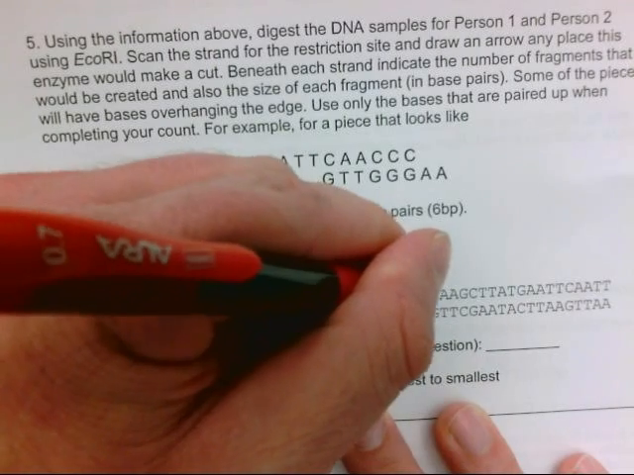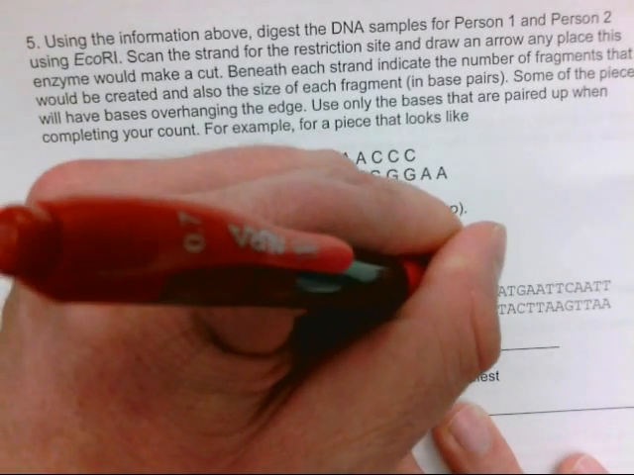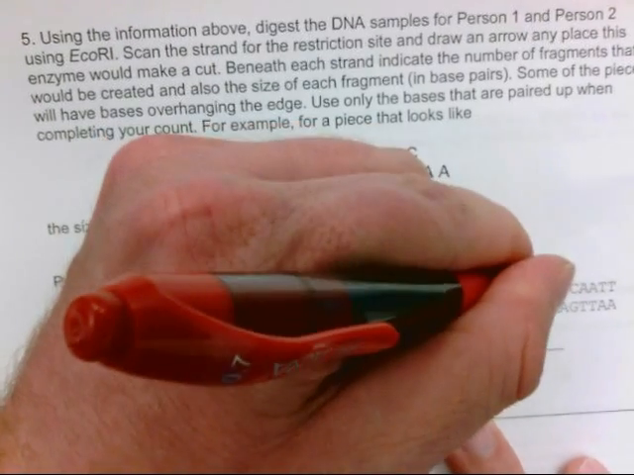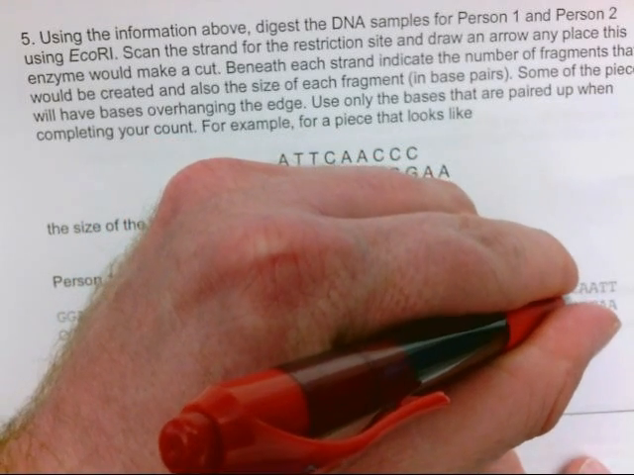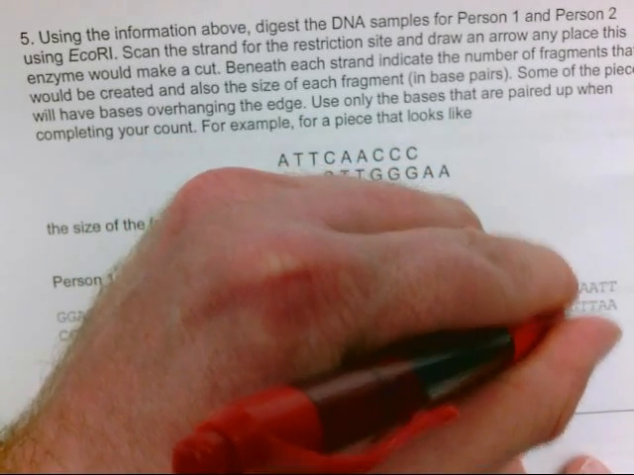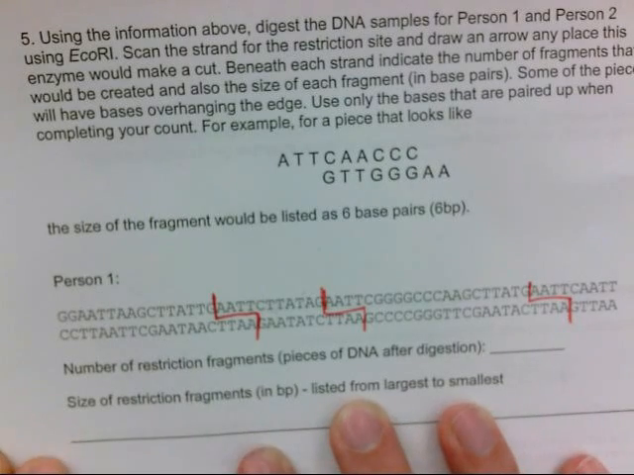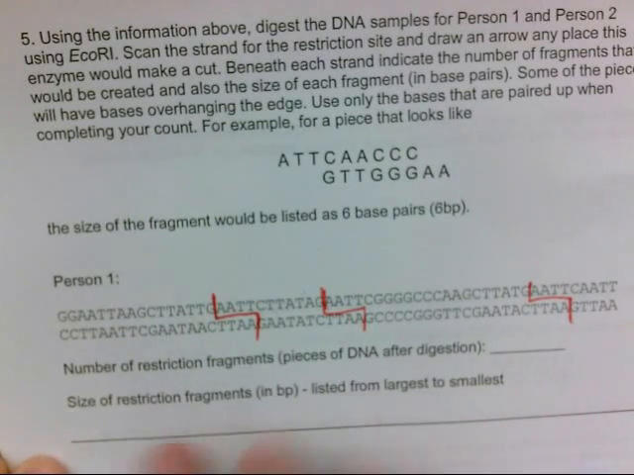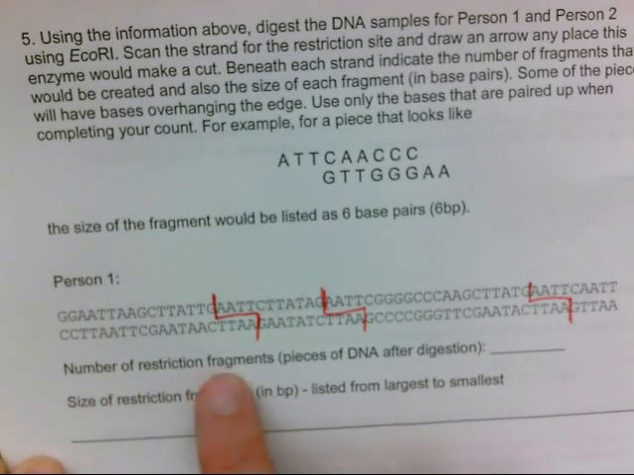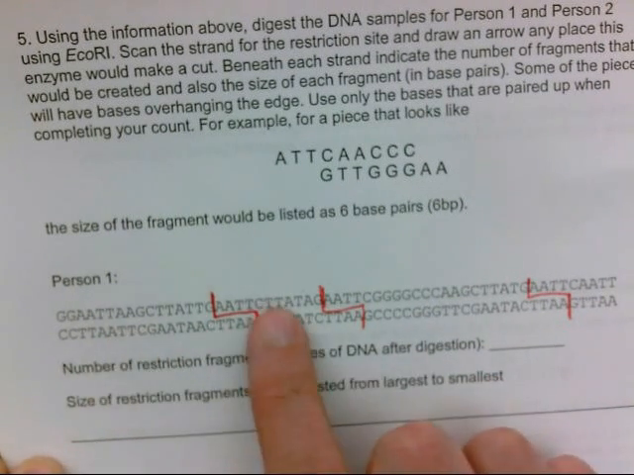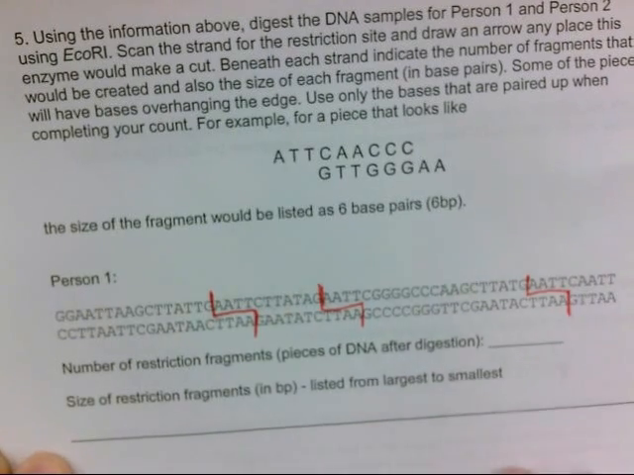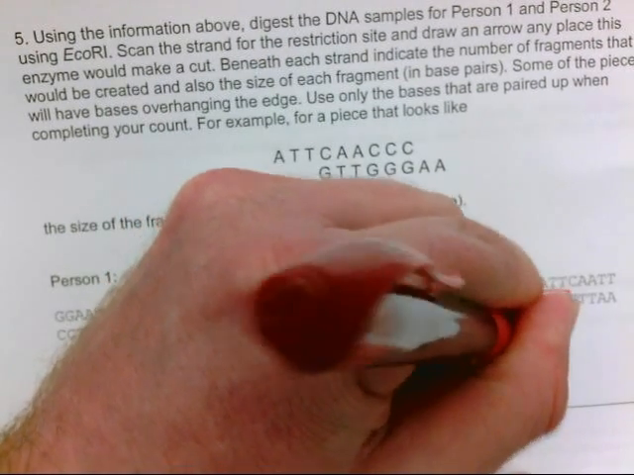As I continue to read, I'm looking for GAATTC. There's another one right here between the G and the A, and right there's your other cut. So these are the major cuts, and it's asking you to write the number of restriction fragments, or pieces, after digestion. So you're going to have 1, 2, 3, 4. You're going to have 4 different fragments.